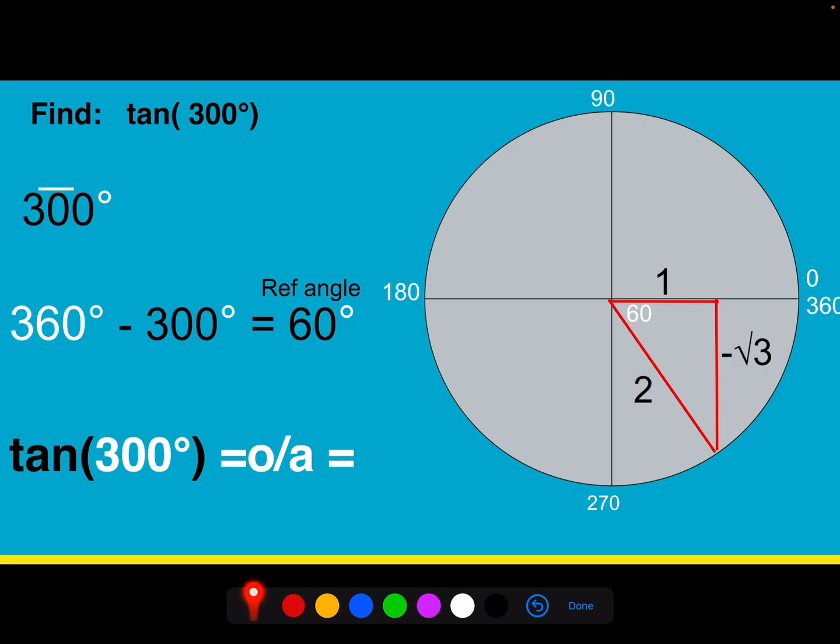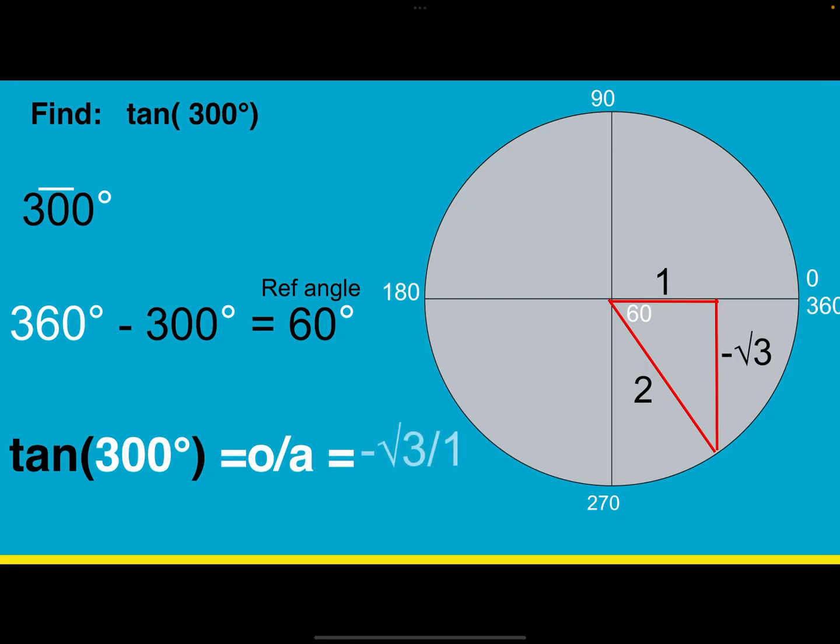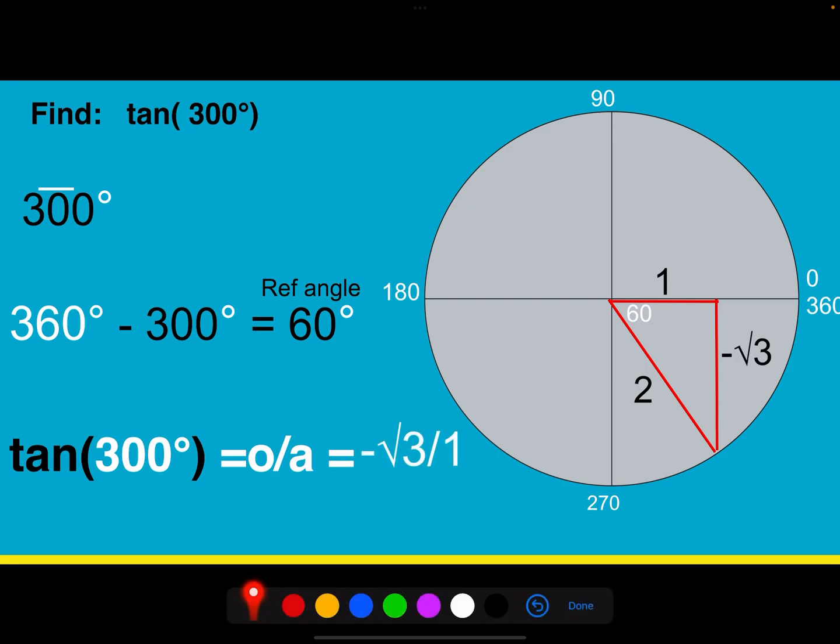Now the reason this is negative: if I'm imagining here's the origin, and I move to the right, that's positive. If I move down, that's negative. So here's positive, here's negative. That's how it's labeled, and I want to find the tangent of that. The tangent we learned is the opposite over the adjacent. The opposite is negative square root of 3. The adjacent is 1. So my answer is negative square root of 3 over 1, or just negative square root of 3.